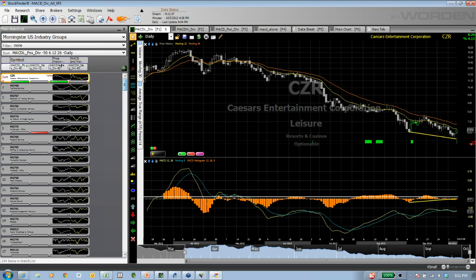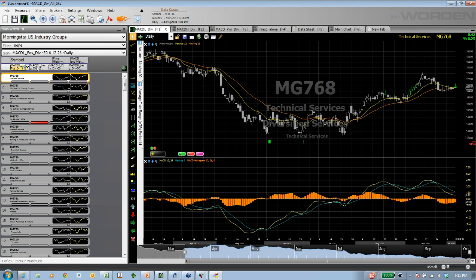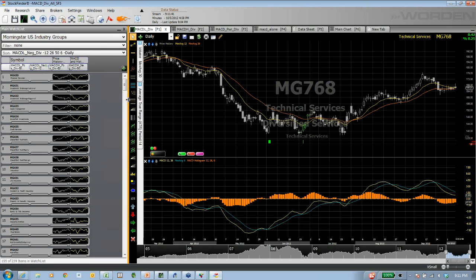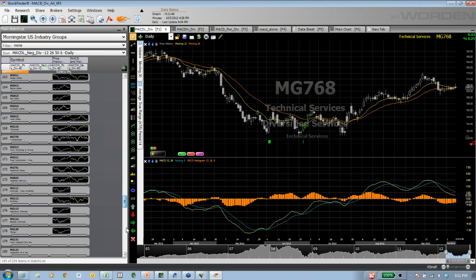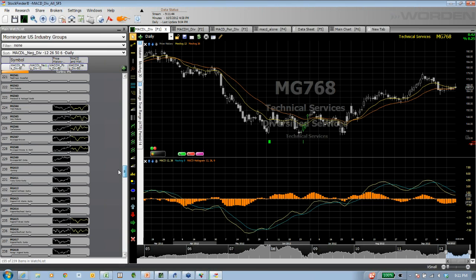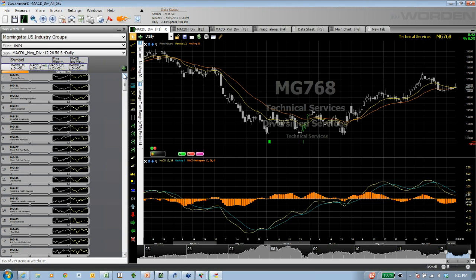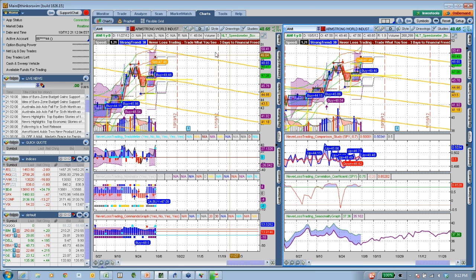So positive divergences in industry groups would be none, and negative divergence in industry groups, let's see if we get any of those. At times of dramatic market changes, you start to see almost a piling on effect with a lot of divergences one way or the other. Well, that's cooking. I'm going to drop into TD Ameritrade and my never lost trading.